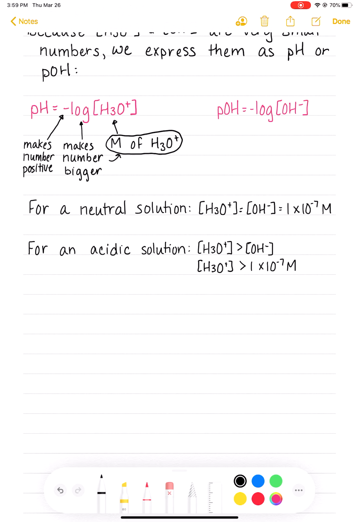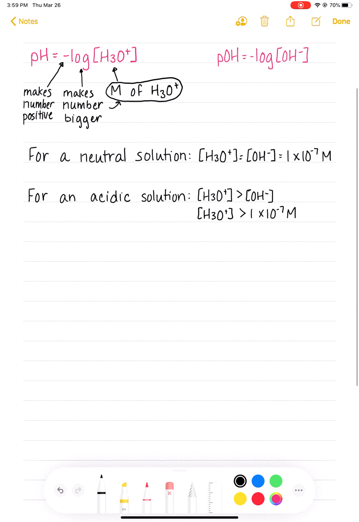So let's think about why we know that. We know if the solution is neutral, H3O plus and OH minus are going to be equal to each other, 1 times 10 to the minus 7. If H3O plus goes up and OH minus goes down, H3O plus is going to be going up from 1 times 10 to the minus 7. It's going to be getting bigger than 1 times 10 to the minus 7. So that's how we know that.